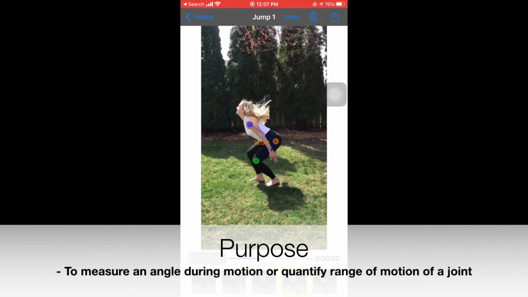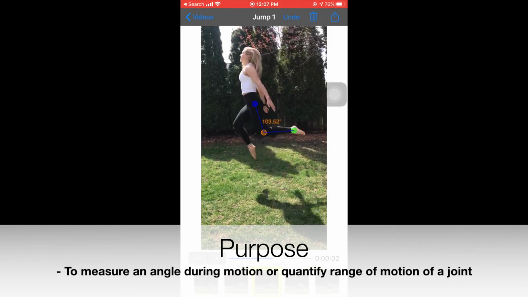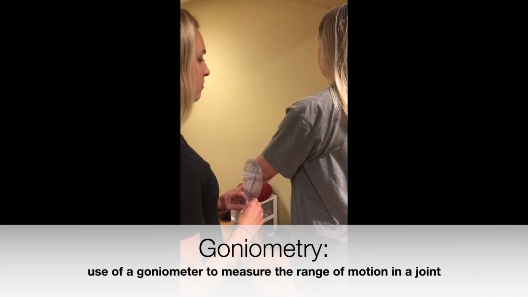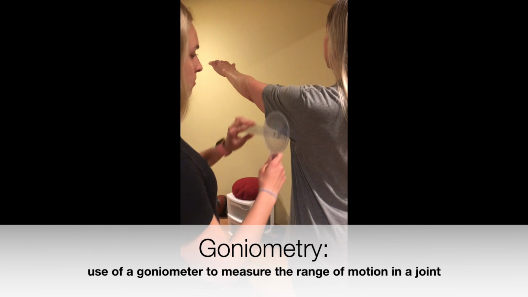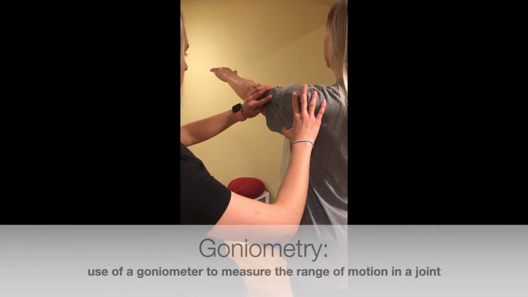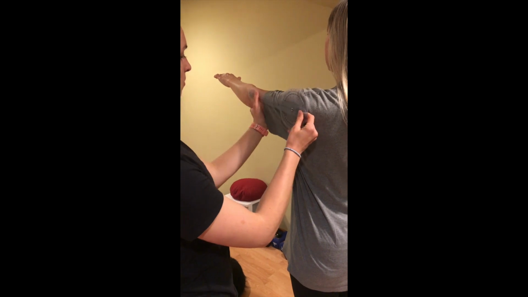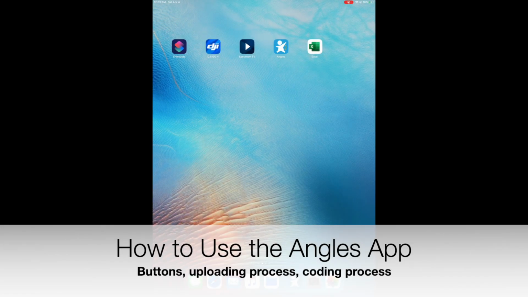The purpose of the Angles app is to measure an angle in motion or to quantify range of motion at a joint or joints. This app is similar to goniometry, which is a technique that utilizes a diagnostic tool called a goniometer to measure the range of motion in a joint. But the Angles app allows you to measure the angles through the motion. So let's start by clicking on the app.